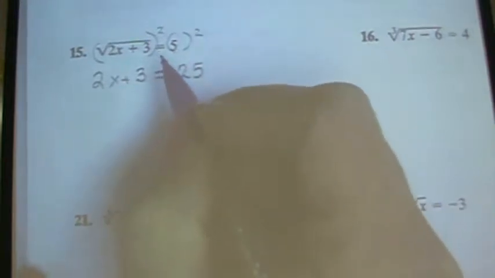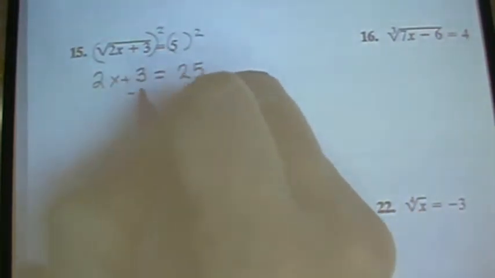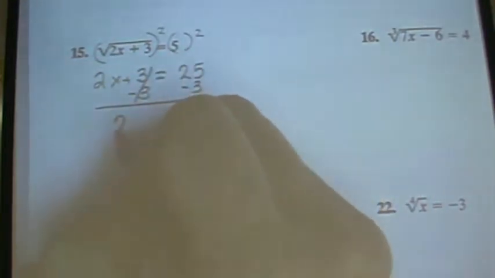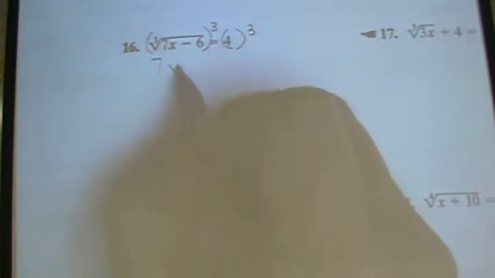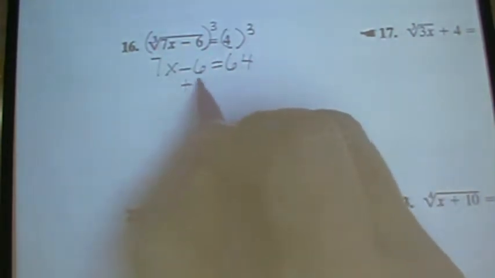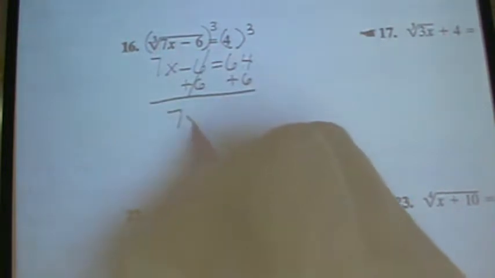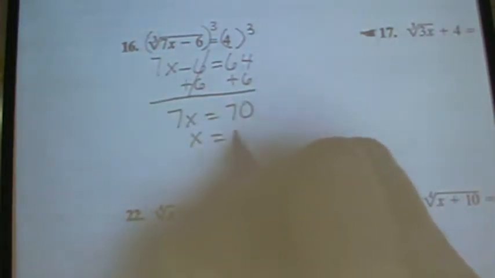Moving along, number 15, you would square both sides. So you get 2x plus 3 equals 25. Subtract 3. 2x equals 22, and divide by 2, x is 11. Number 16, this is cube root. We're going to cube both sides. 7x minus 6 equals 64. Add 6. Divide by 7. x is 10.